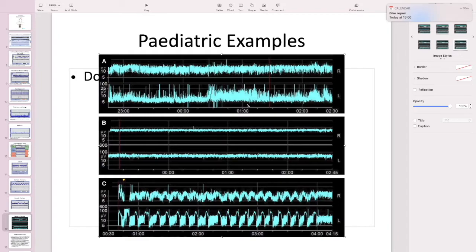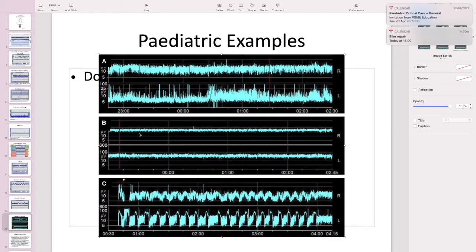The next example, B, is a 15-year-old patient with encephalitis and brain edema, and this is recorded after decompressive craniectomy. So both of these sides show continuous tracing, very high amplitude though, and they say this hasn't really been described in literature.